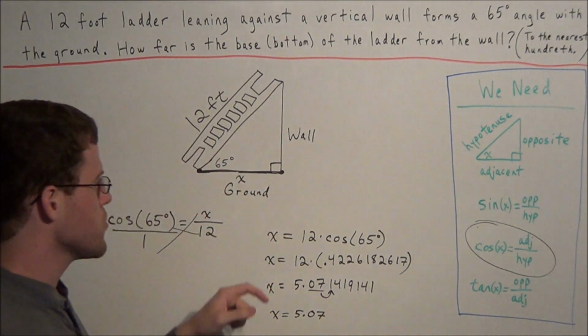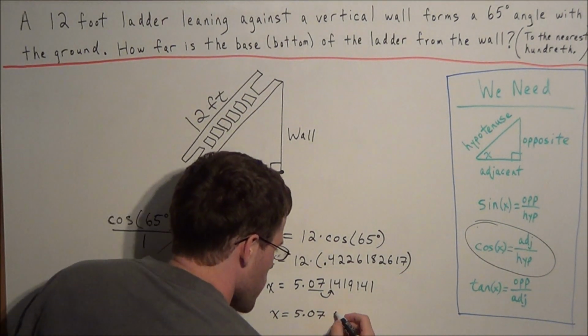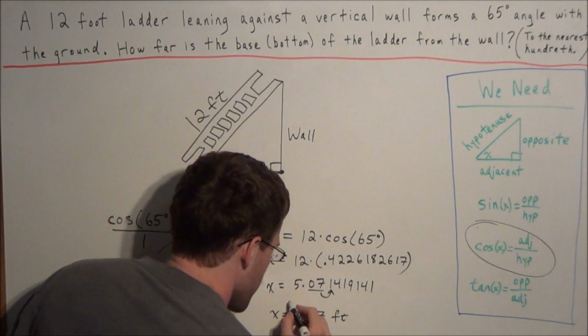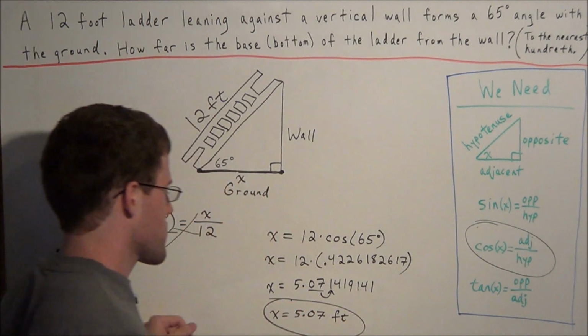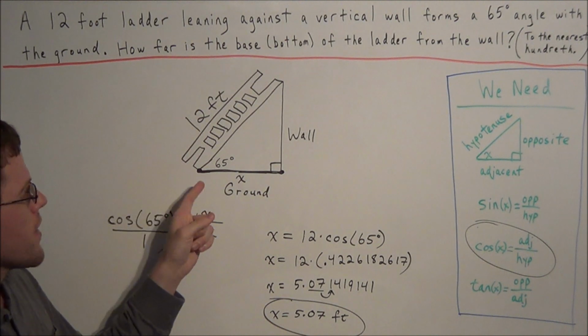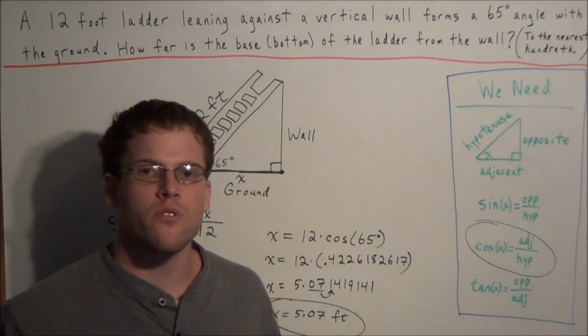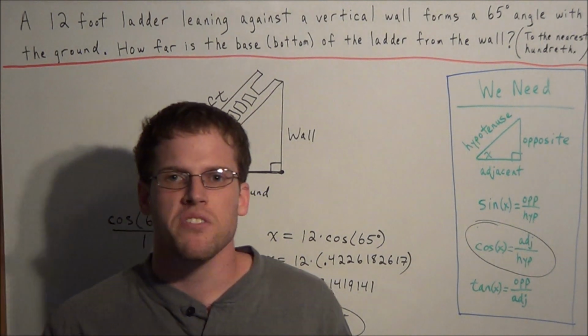So our answer x is equal to 5.07, but now we can put our unit of measurement back in. Remember, we're measuring in feet, so our answer is 5.07 feet. So this would be our answer to the problem. Find the distance from the base of the ladder to the wall. We have 5.07 feet.